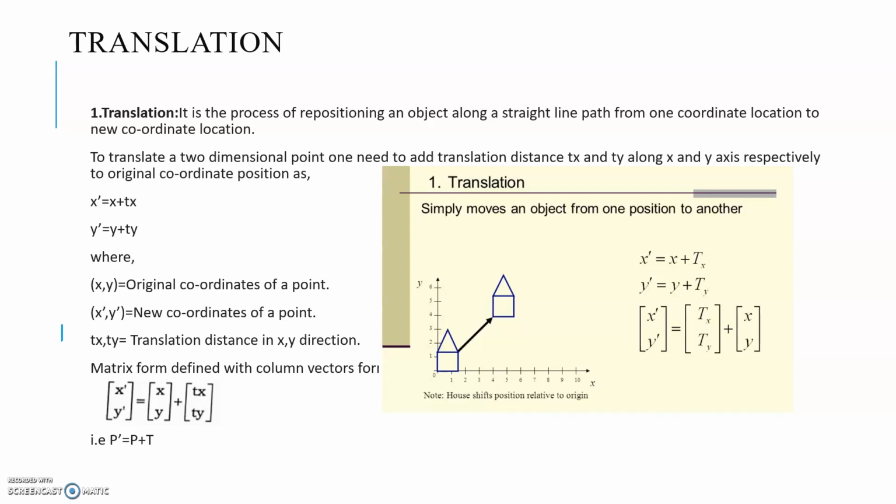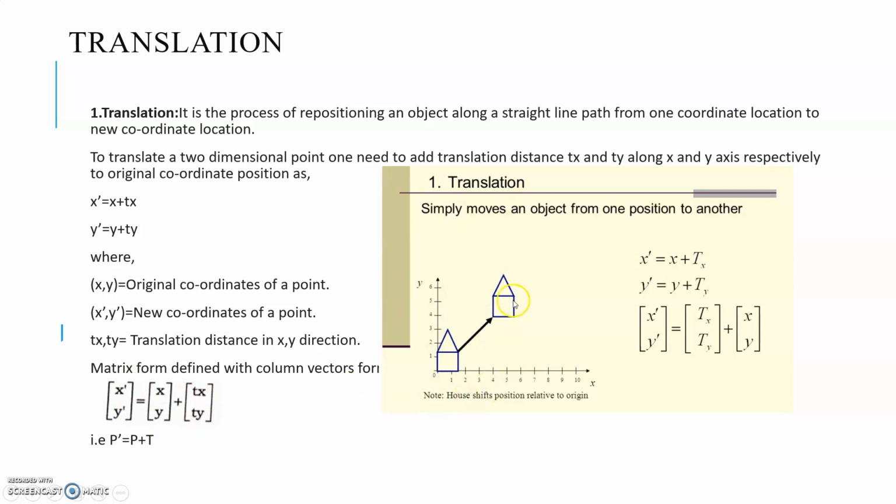respectively to the original coordinate position, where x dash will be x plus Tx and y dash will be y plus Ty, where x and y are the original coordinates of a point and x dash, y dash are the new coordinates of a point. Tx, Ty are the translation distances in x and y direction. Matrix form defined with column vector format is [x dash, y dash] equals [x, y] plus [Tx, Ty].